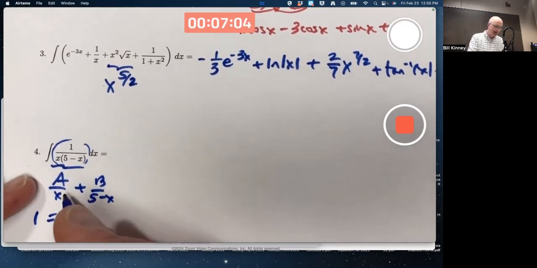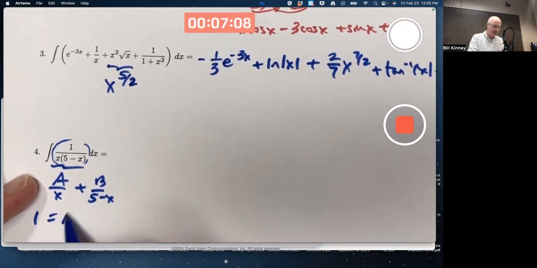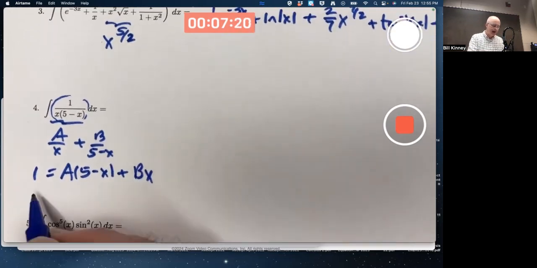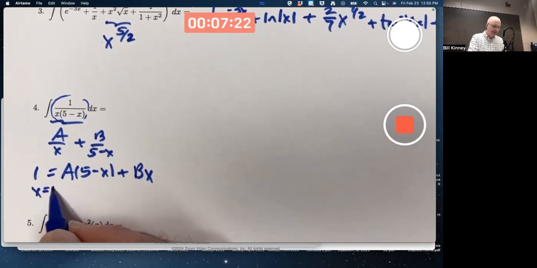On the right, when you multiply this by x times 5 minus x, the x's cancel. So you're left with a times 5 minus x. With this second fraction, if you multiply times x times 5 minus x, the 5 minus x's cancel, leaving you with b times x. Now plug in your numbers that make this simple to solve, like 5 and 0.